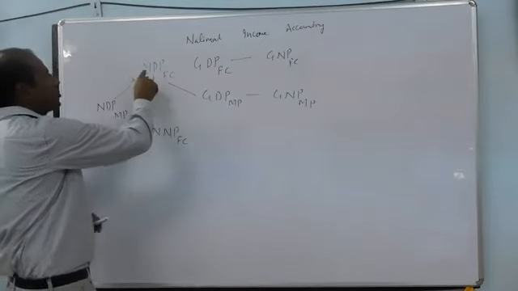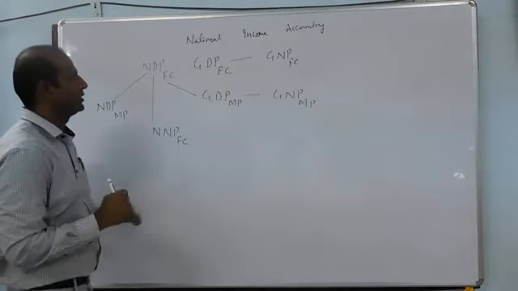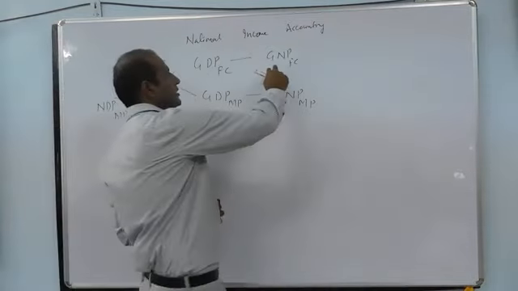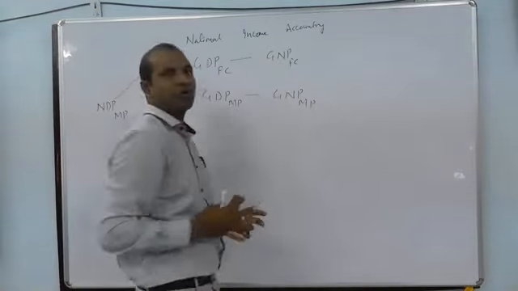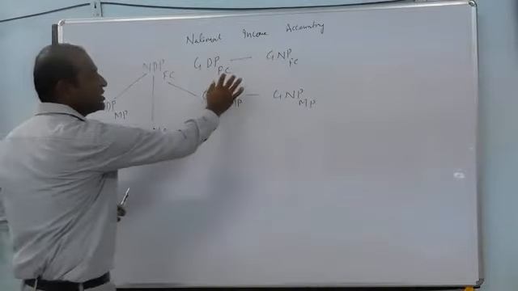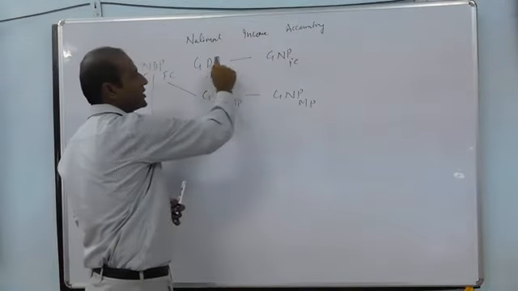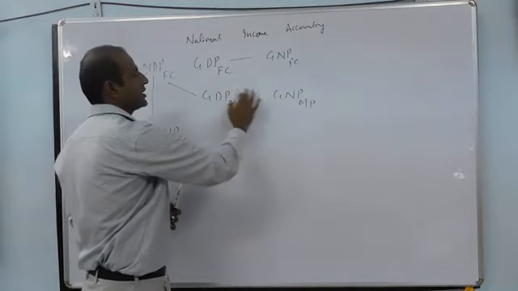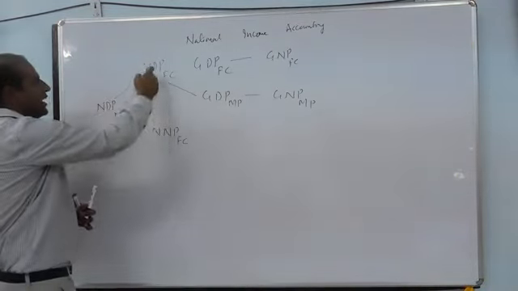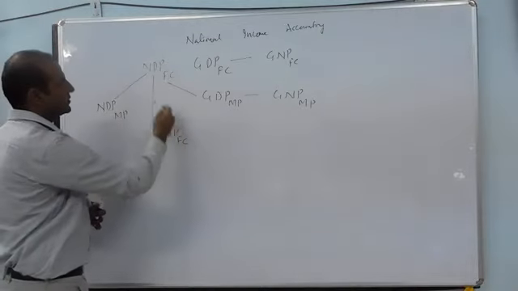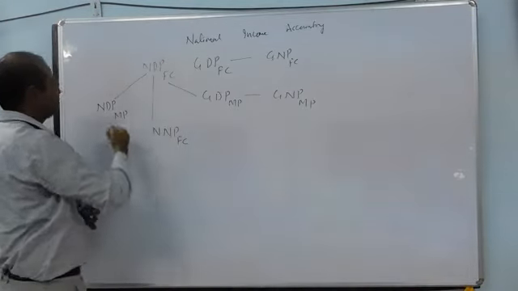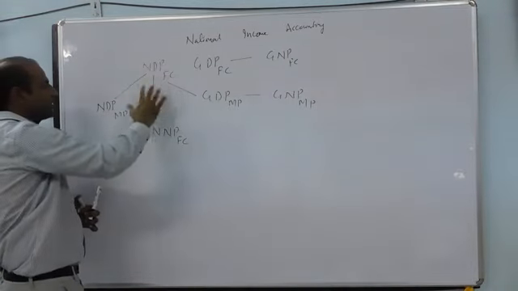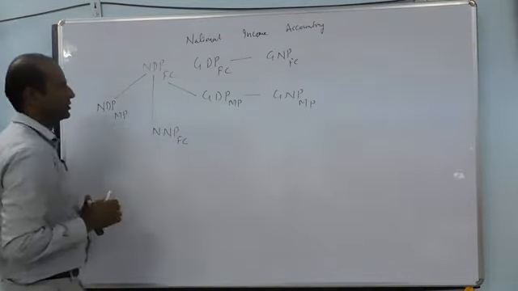This is net domestic product at factor cost. This is gross domestic product at factor cost. This is gross national product at factor cost. What is the change between these? Domestic and national, market price, domestic, national. The difference is market price and factor cost.